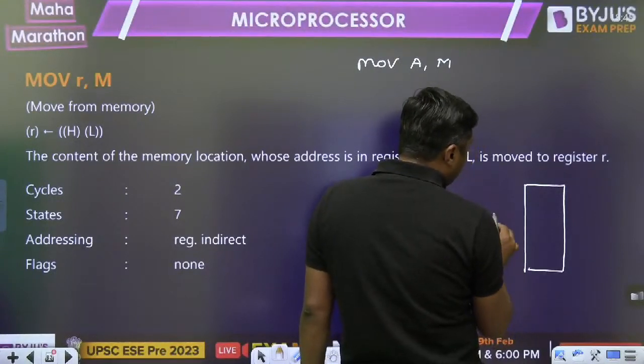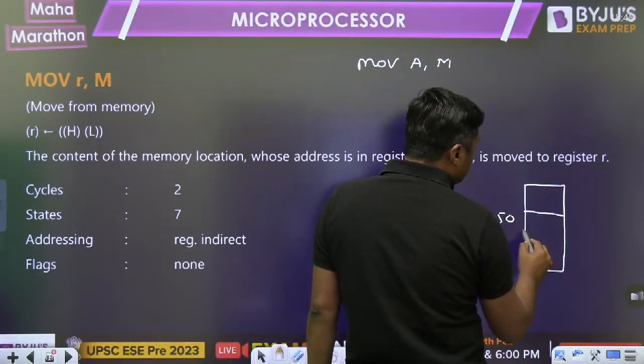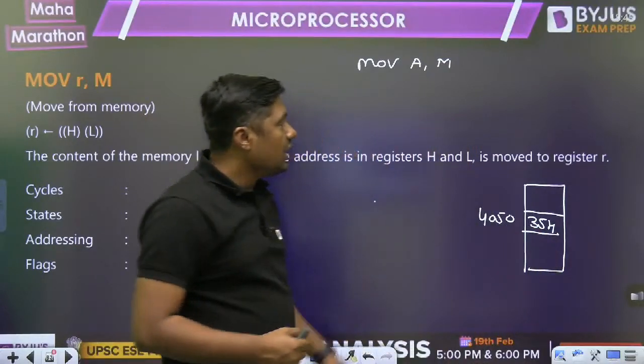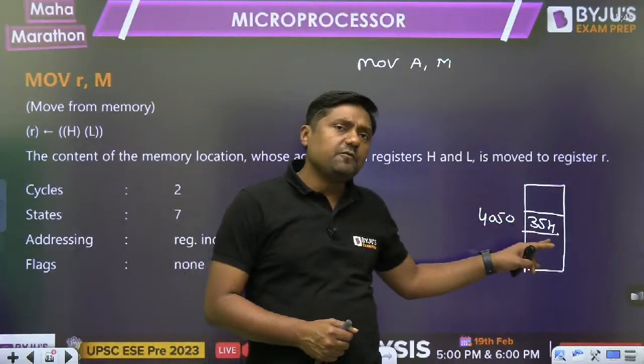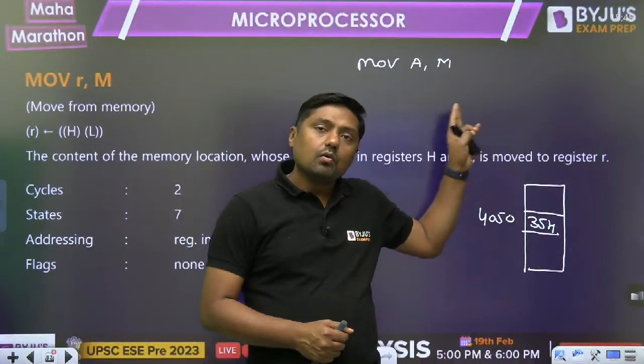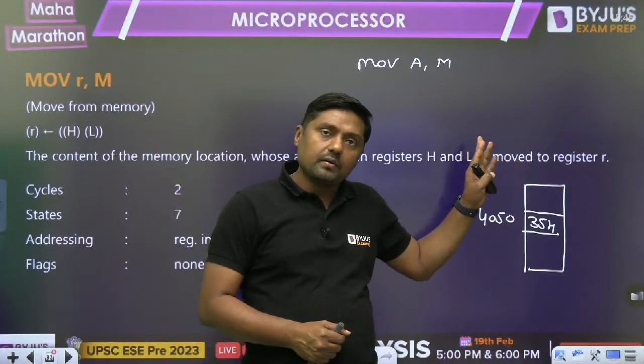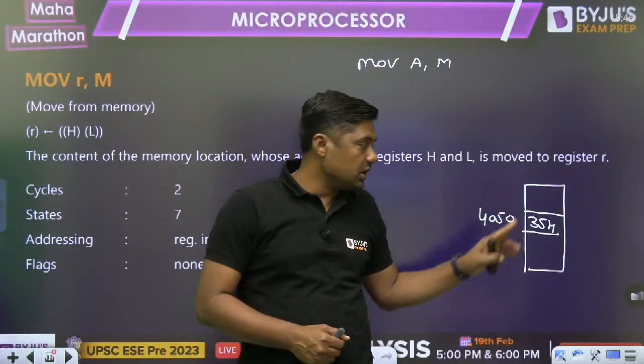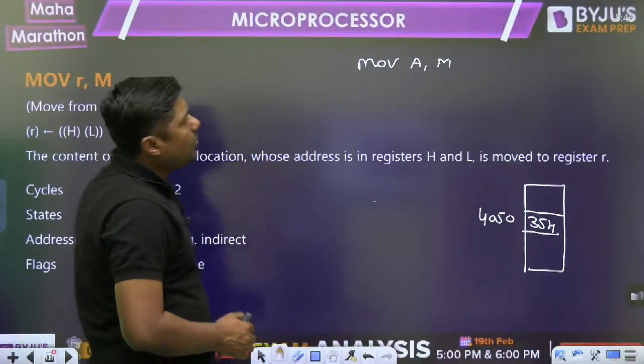In memory, this is the location. Here we have 35H. After this instruction, that 35H will copy to what? A. And always remember that the data of the source will not change. 35H stays. So MOV A, M means what?